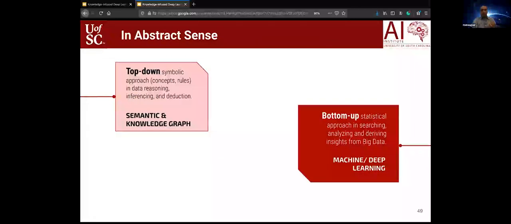So in this abstract sense, we are trying to bring top-down and bottom-up together. The top-down is, we know something is already stored in some databases, some knowledge graph, and the things which we know will work very well in deep learning, which is basically pattern recognition. And what we want to do is bring this together in our knowledge-infused deep learning paradigm.